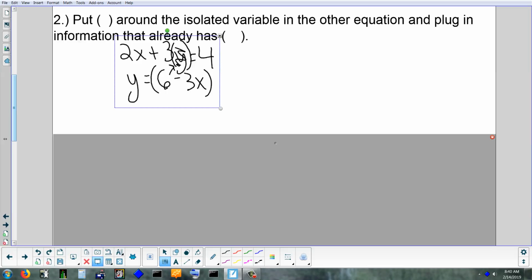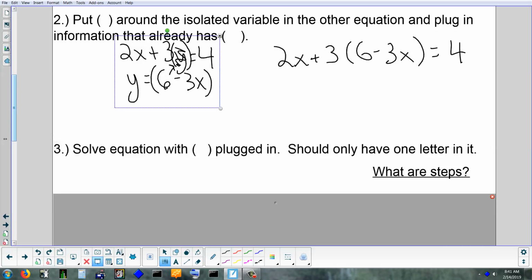So that top equation with the new information plugged in from the bottom equation is going to be written out like what? What am I going to write? Melanie, what do you think? To write that out with this information plugged in, what's the top equation going to say? 2x plus 3 times 6 minus 3x equals. So that is my equation with the information plugged in. So that's step 2: find the variable that's isolated in the other equation and put parentheses around it. At this point, we're just going to plug it in.